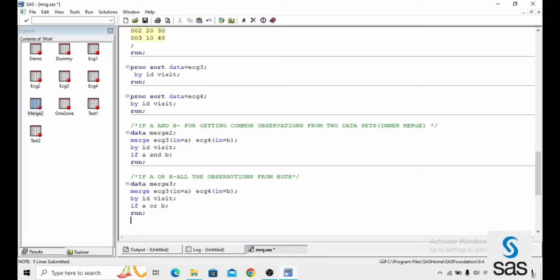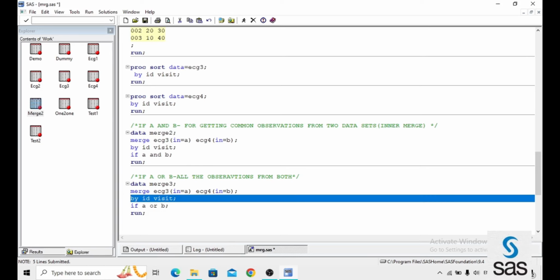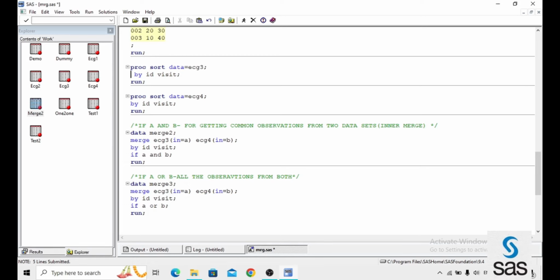Why am I not doing sorting again here? Because I already sorted for merge 2. Again, there is no need of sorting for merge 3. If you use another by variable, there is a need to sort those two again. But I am using the same by variables that we sorted before. Okay, now we are running this merge 3.